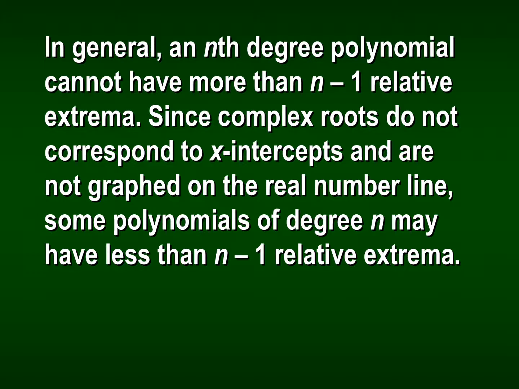Since complex roots do not correspond to x-intercepts and are not graphed on the real number line, some polynomials have even less than n-1 relative extrema. So if you have a degree 5, you can't just say, oh, it's going to have 4 extrema because that's 5 minus 1. Well, that might not necessarily be true because you can have some complex roots. You just know it's going to have less than 5.